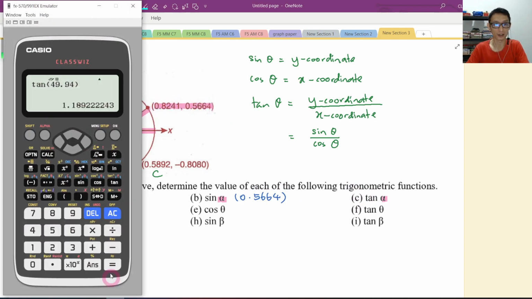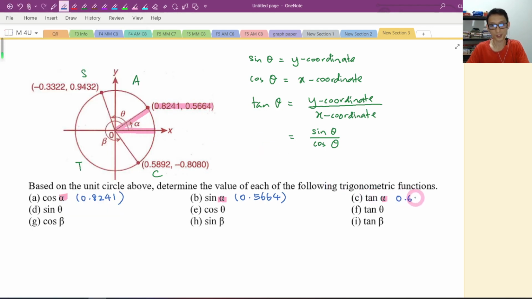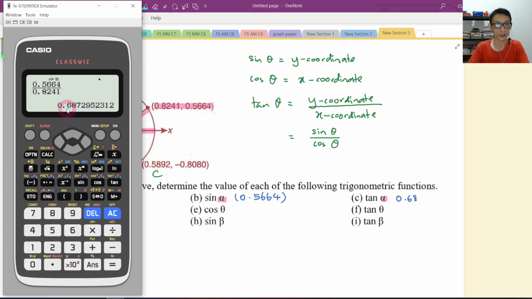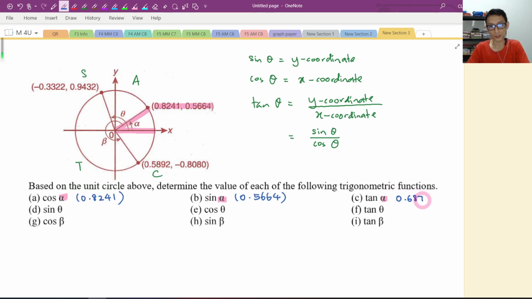Okay, take out your calculator and try to calculate 0.5664 divided by 0.8241. Okay, which is equal to 0.6873. Oh, sorry, 0.6873. Okay, I think this one should be no problem, right?